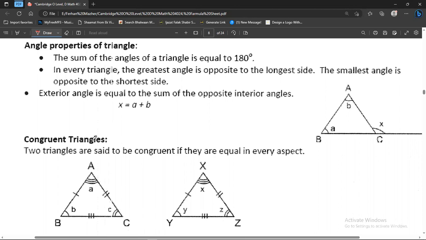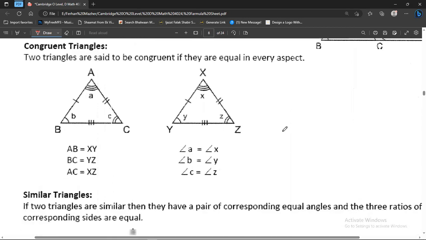Exterior angle is equal to the sum of the opposite interior angles. For example, if you extend one of the sides, then the angle between that extended side and the adjacent side is the external angle, and that will always be equal to the sum of the opposite internal angles. X will be equal to A plus B. Then we have congruent triangles.